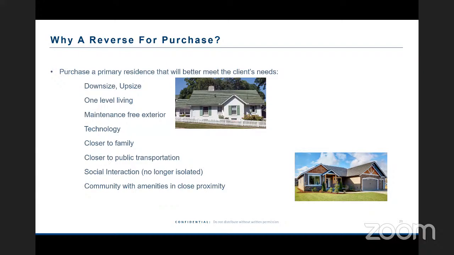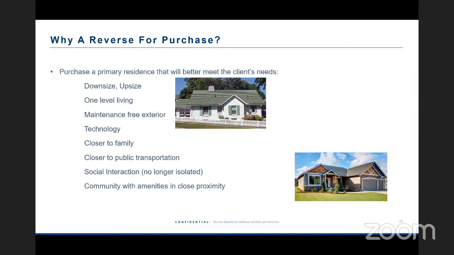Once again, there's that technology. Technology plays into a lot of these decisions. They might want to move closer to family. They might want to move closer to public transportation. And I saw on the Aging in Place website, there was an article about how to get around when you're no longer driving. This is a really big consideration too. Over the long term, where do I want to live? If I need to have access to public transportation, that's something I need to consider.